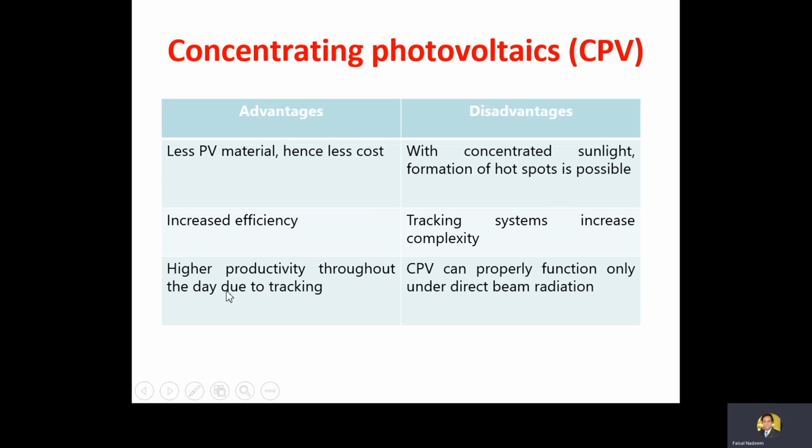Higher productivity throughout the day due to tracking. This is the advantage that we already discussed: throughout the day the productivity of the concentrated PV technology will be higher because we are performing tracking and following the sun. But CPV can properly function only under direct beam radiation, they perform best only under direct beam radiation, and we will require direct beam radiation all day. So these are the advantages and disadvantages of CPV technology.